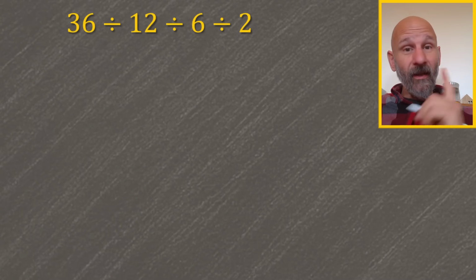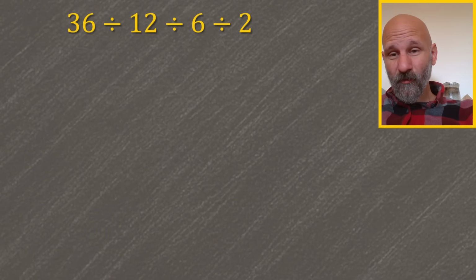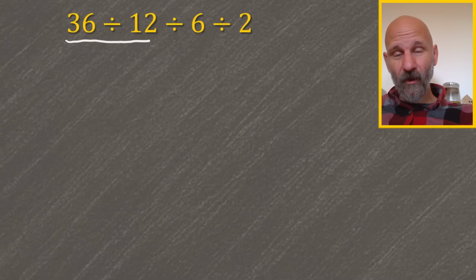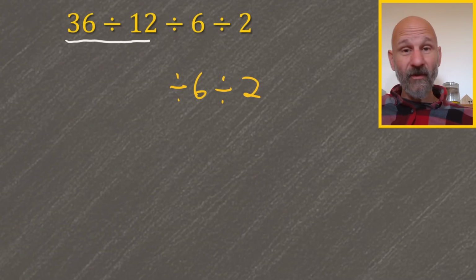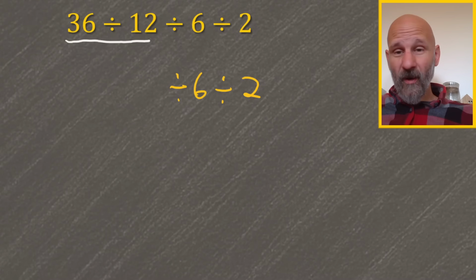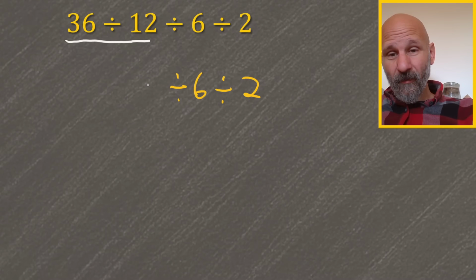So we're doing left to right. Okay, so the first one we're going to change is right here. There we go. Now that divide by 6 and the times 2, that's just going to stay there. So the only thing we're changing is 36 divided by 12. So 36 divided by 12, here we go. So that's going to make 3.